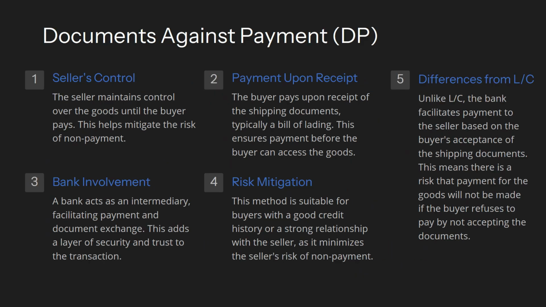Documents against payment, or DP, is a method where the seller retains control over the goods until the buyer pays. Payment is made upon receipt of the shipping documents, adding a layer of security for the seller. Banks act as intermediaries, facilitating the payment and exchange of documents, which helps build trust and ensure compliance. Unlike LC, the bank facilitates payment to the seller based on the buyer's acceptance of the shipping documents. This means there is a risk that payment for the goods will not be made if the buyer refuses to pay by not accepting the documents.